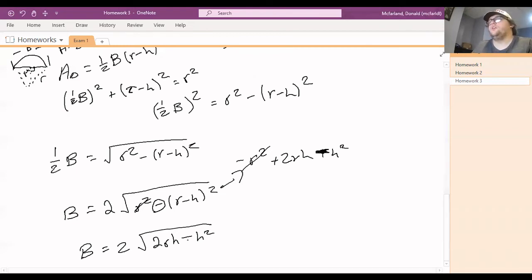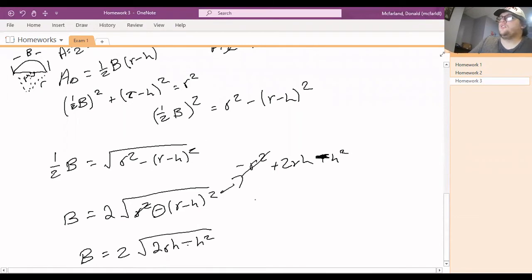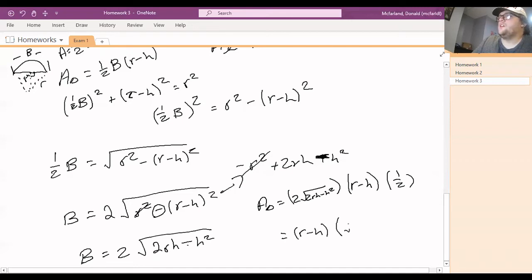we can plug that into our area of the triangle formula we found up here. So area of the triangle equals 2 square root of 2rh minus h squared times r minus h times 1/2. Notice the 1/2 and the 2 will cancel out, leaving us with r minus h times the square root of 2rh minus h squared.